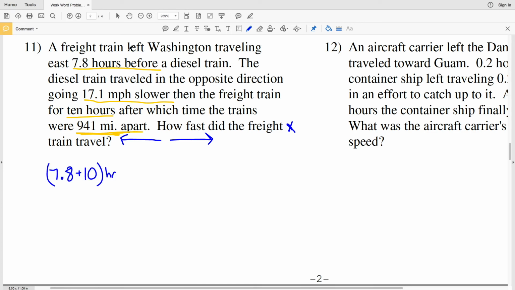And we're looking at the speed that the freight train traveled, so we're going to multiply that time by x. And we're going to add that to the total distance that the diesel train traveled, traveling in the opposite direction, which is why we're adding, and it went 17.1 miles per hour slower for 10 hours. So the total time is 10 hours. However, we're multiplying that 10 hours by our x, which is how fast the freight train traveled, minus 17.1, since the diesel train went 17.1 miles per hour slower.